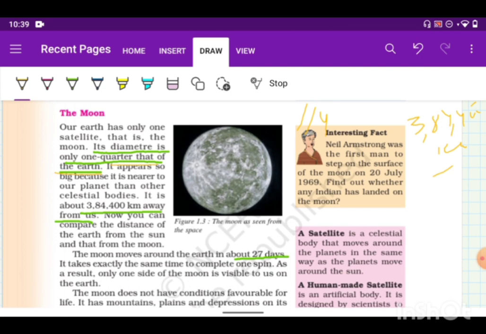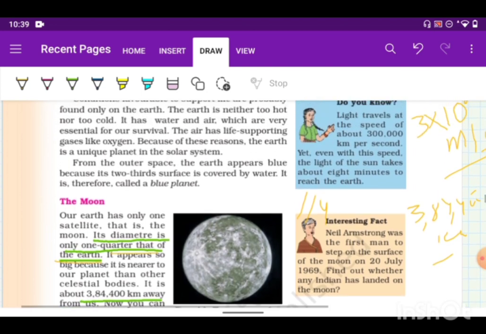Okay, and one more important thing that I want to tell you is, how much time will it take for the sun's light to reach the Earth? It is exactly 8 minutes. It is written over there. It is very important. The sun's light takes about 8 minutes to reach the Earth itself.